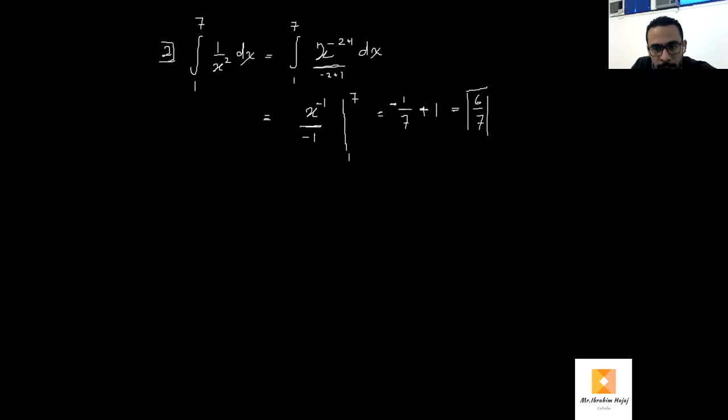Again, substituting 7 gives 7 to the power of negative 1, which is 1 over 7, and with the negative it is negative 1 over 7. Plus substituting 1 gives 1 over 1, and negative by negative is positive. Adding 1 plus negative 1 over 7 gives 6 over 7. No problem here, guys, because your limits of integration are between 1 and 7, not including 0.